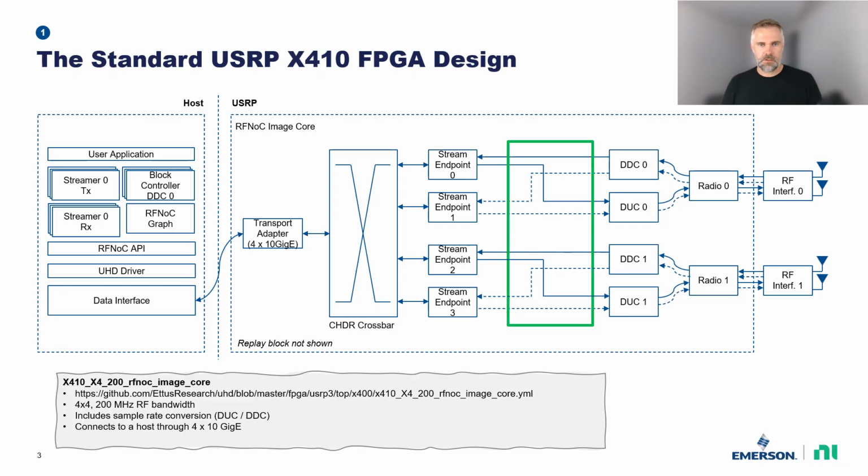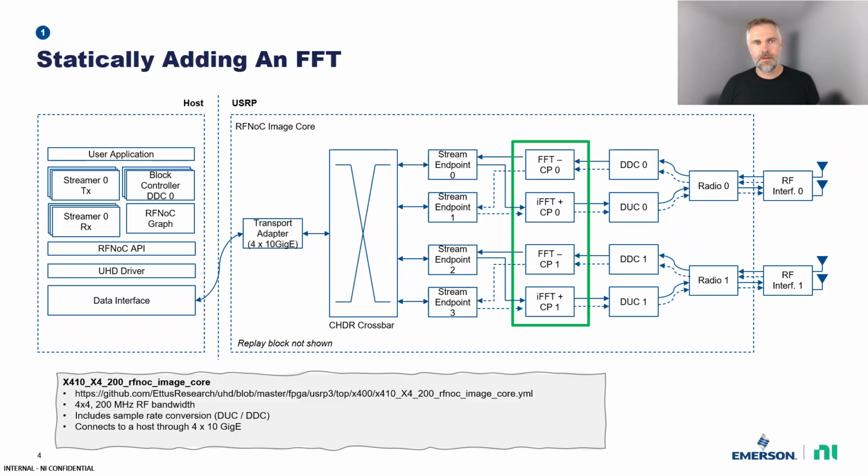Our goal is to statically add OFDM modulation, so FFT and cyclic prefix handling, right after the sample rate conversion blocks, where the green box is. So the target FPGA design would look like this. We have added dual channel FFT and cyclic prefix removal into both receive paths, and dual channel IFFT and cyclic prefix addition into both transmit paths.